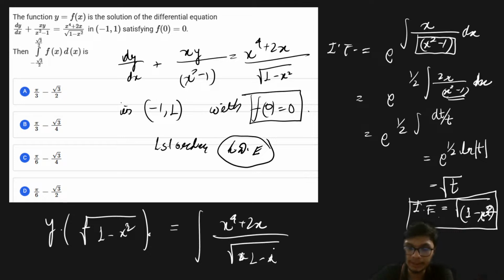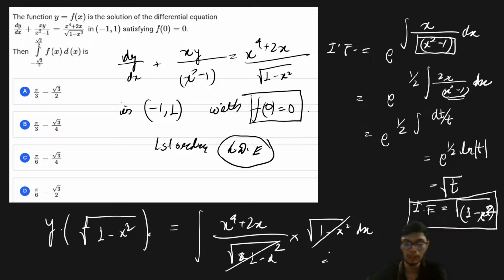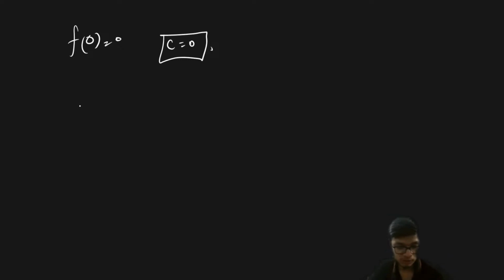Okay, so then multiplying by the integrating factor over here, this particular term is going to simply cancel out, and we'll have the simple result as x to the power 5 by 5 plus x square plus some constant c. If we solve for the constant c with the given condition that f of 0 is 0, I'll get the value of the constant as 0.